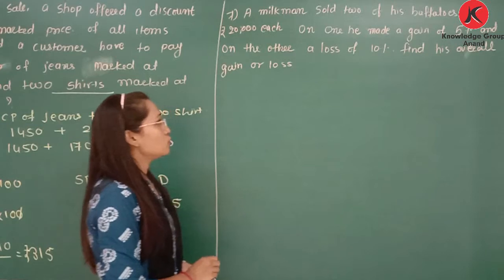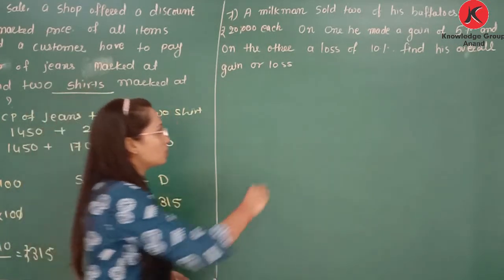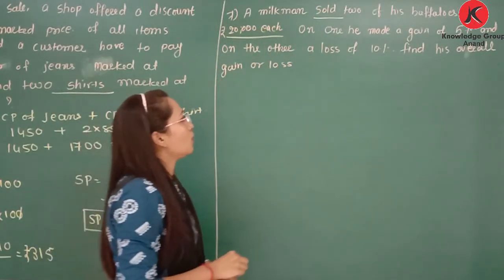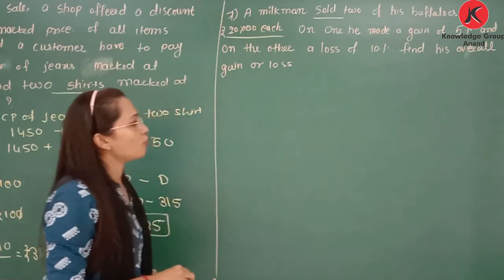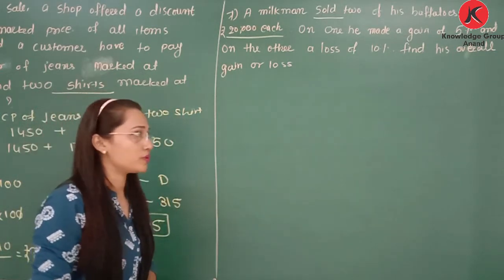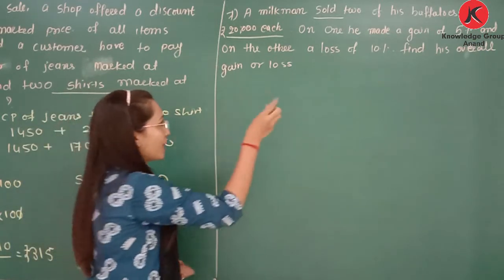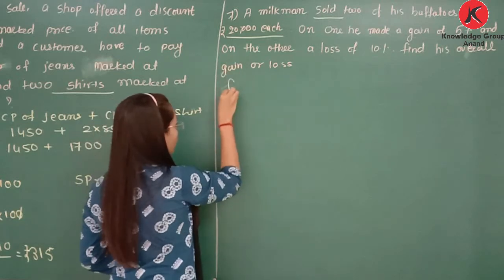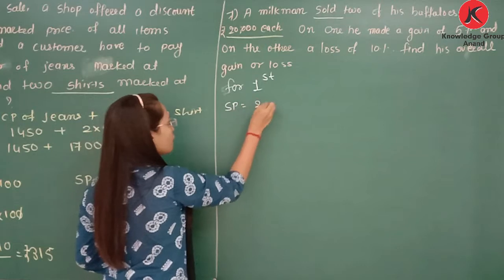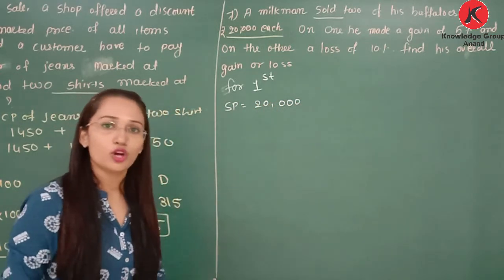Now next one. A milkman sold 2 of his buffaloes for 20,000 each. Sold means selling price is given for each buffalo. On one he made a gain of 5% and on the other a loss of 10%. Find overall gain or loss. So here selling price is given. We find the cost price of each buffalo to understand whether it is a profit or loss.